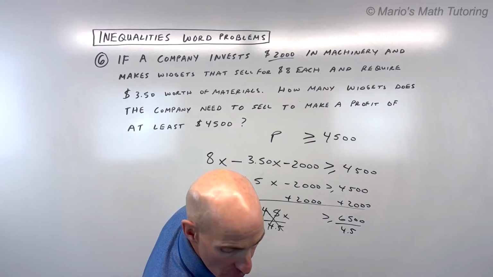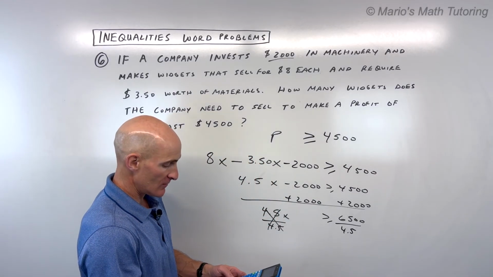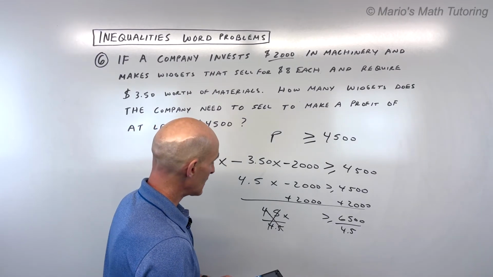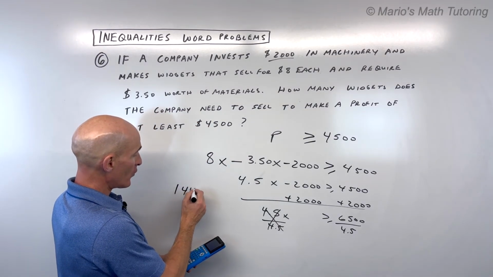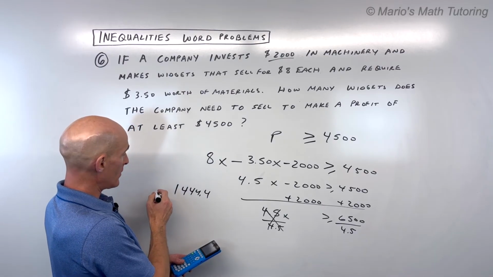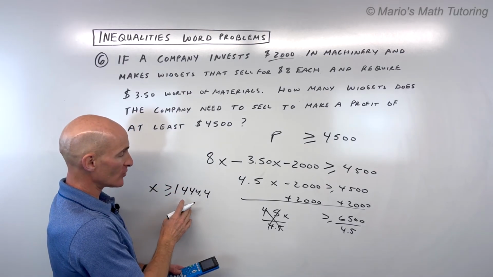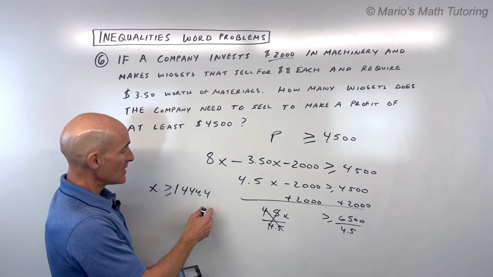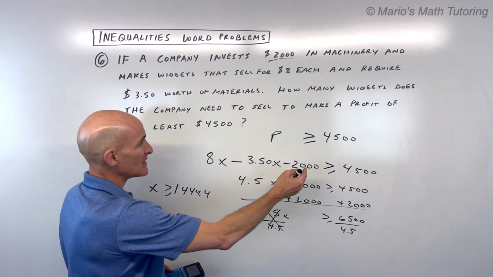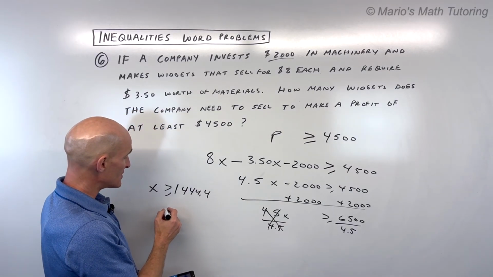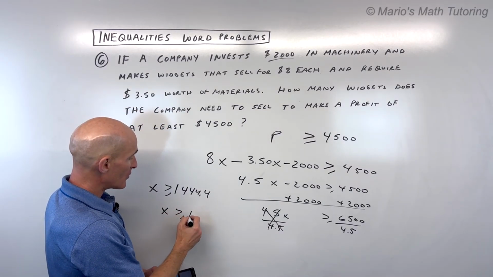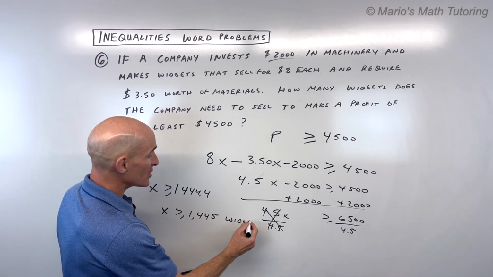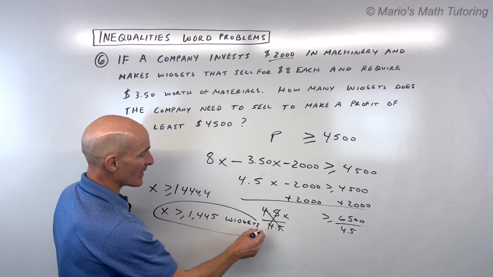Let's go to the calculator, or you can do this by hand. So we got 6,500 divided by 4.5. Okay, I'm getting 1,444.4. Okay, so x has to be greater than or equal to that, but you can't really make a 4/10 of a widget, which means I'm going to have to round up to meet our profit goal. So this is actually going to be greater than or equal to 1,445 widgets. And you can write a sentence describing that.